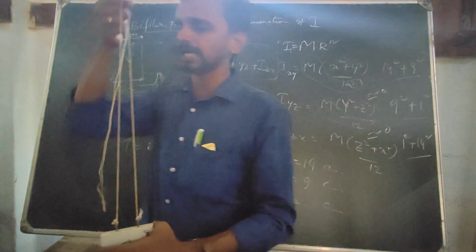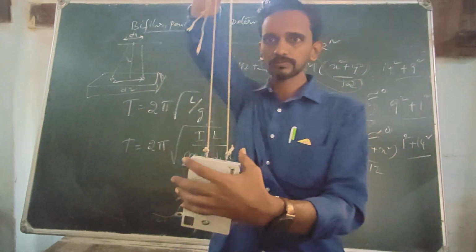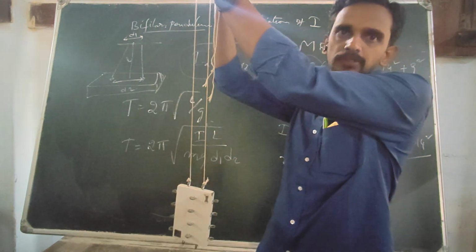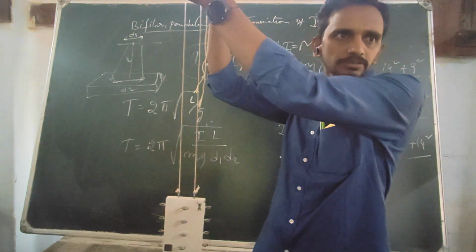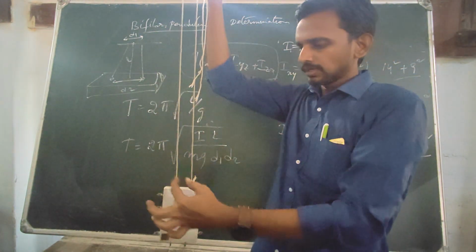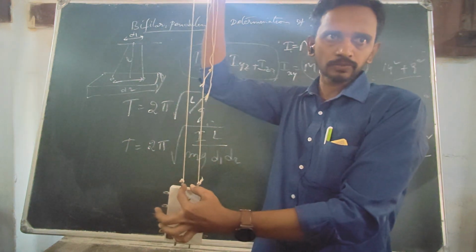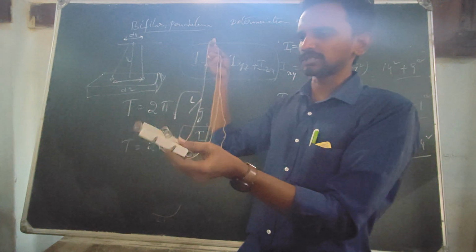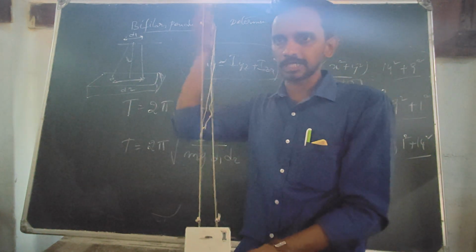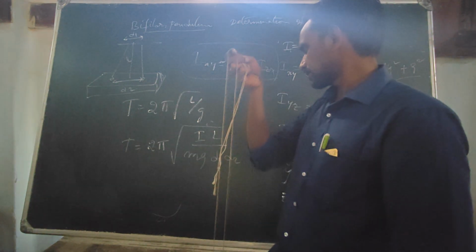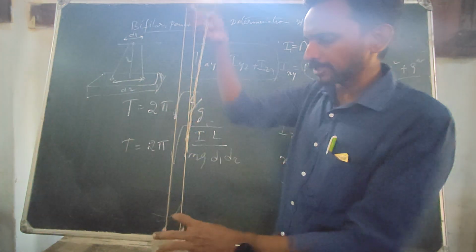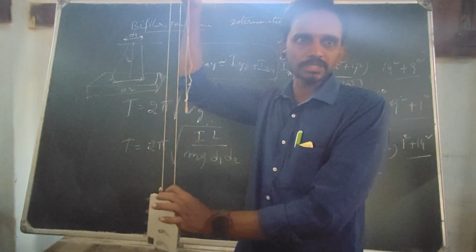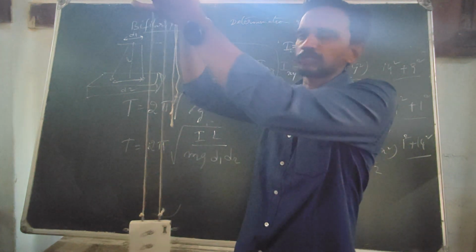So we will tie it to a rigid support. We have to measure the separation between the top hangers, that is D1, the bottom hangers separation D2, and the mass of the slab, it is around 450 grams or so, we will check it. And length L is the perpendicular distance, from the center of the bottom hangers to the center of the top hangers.